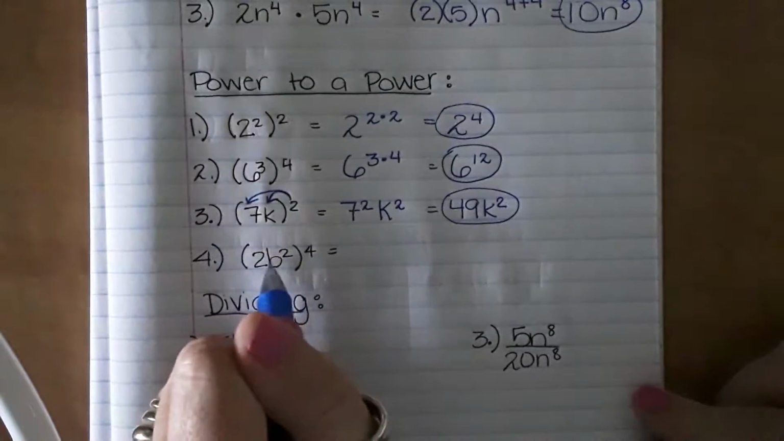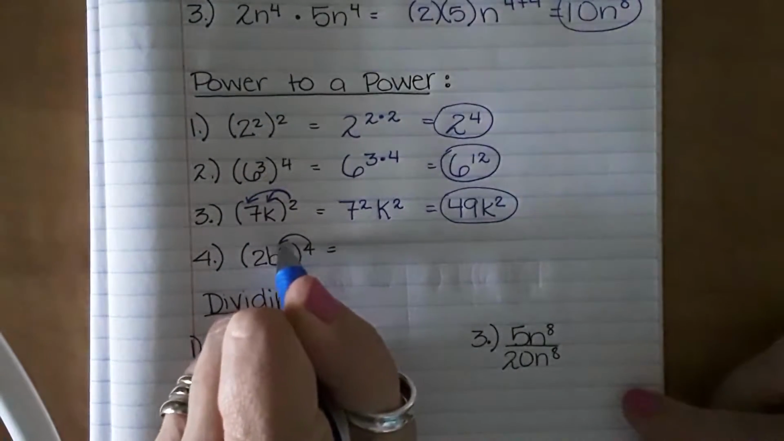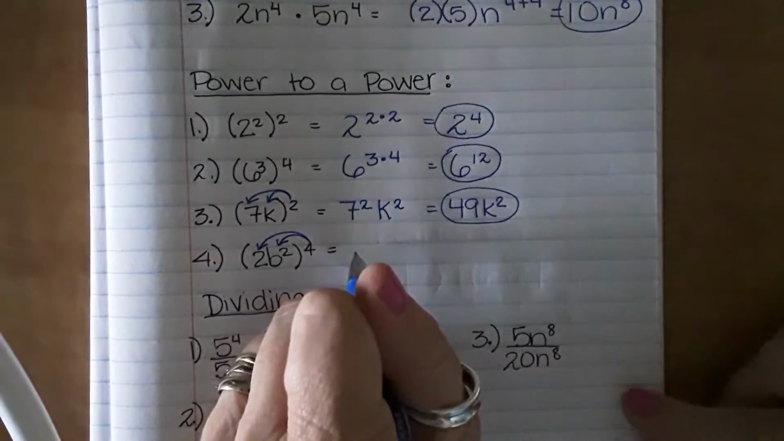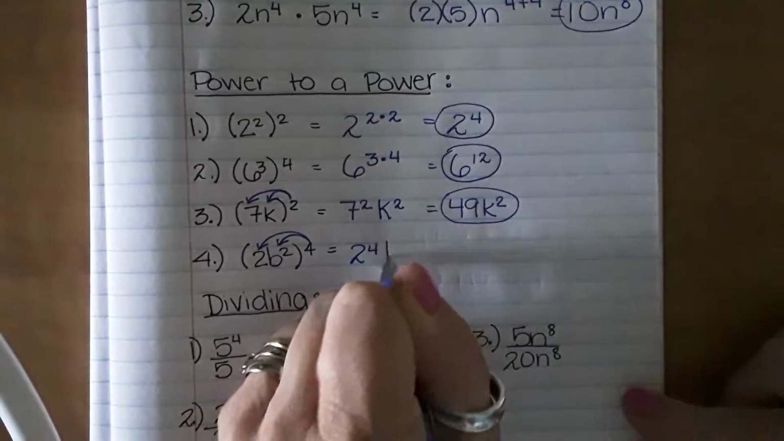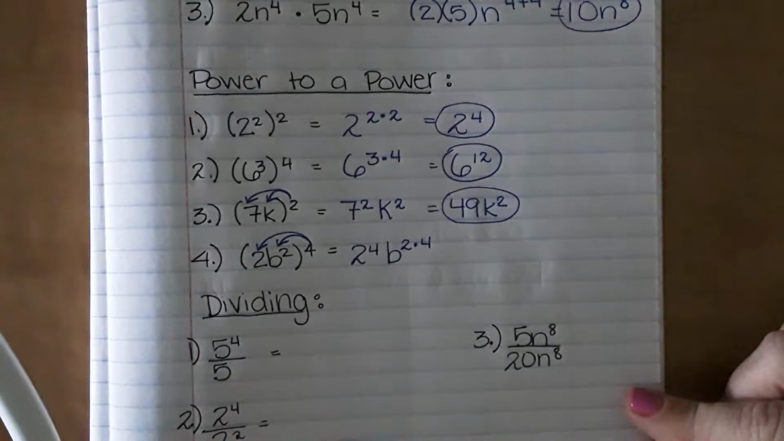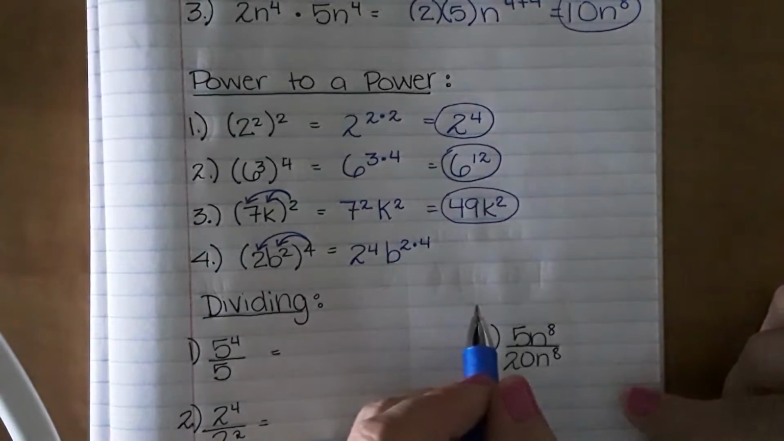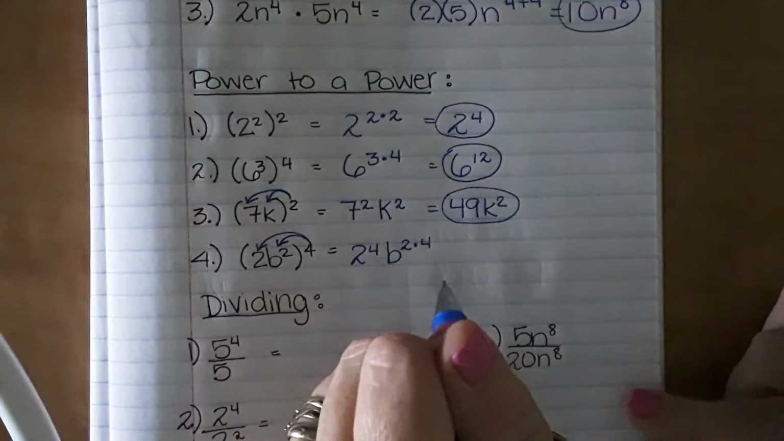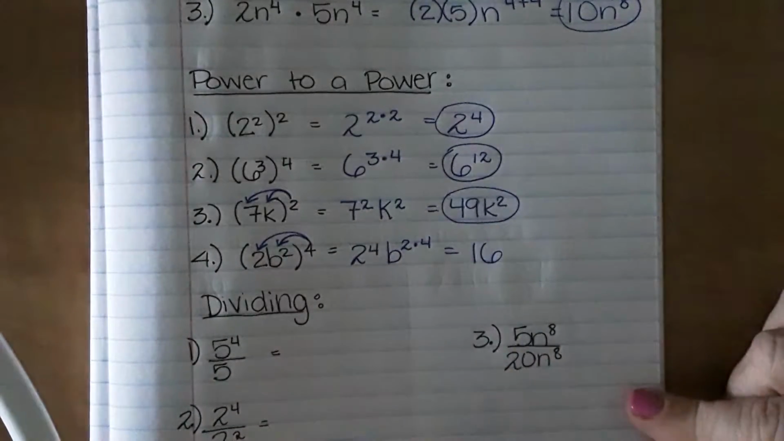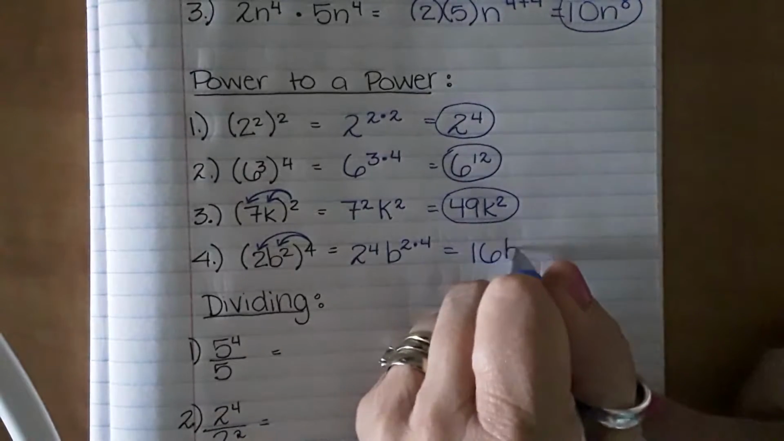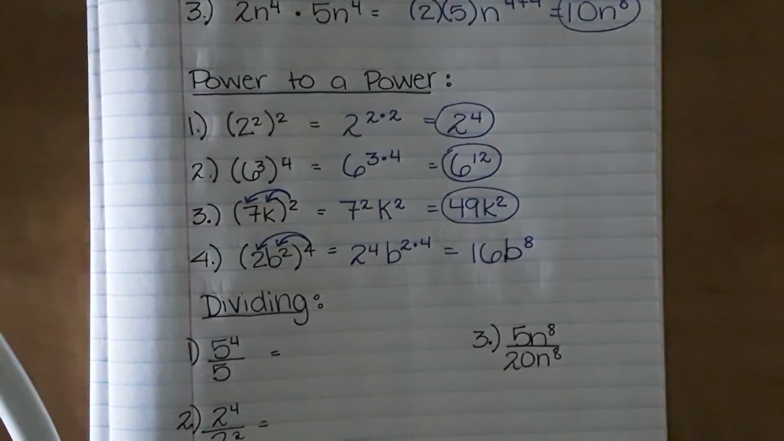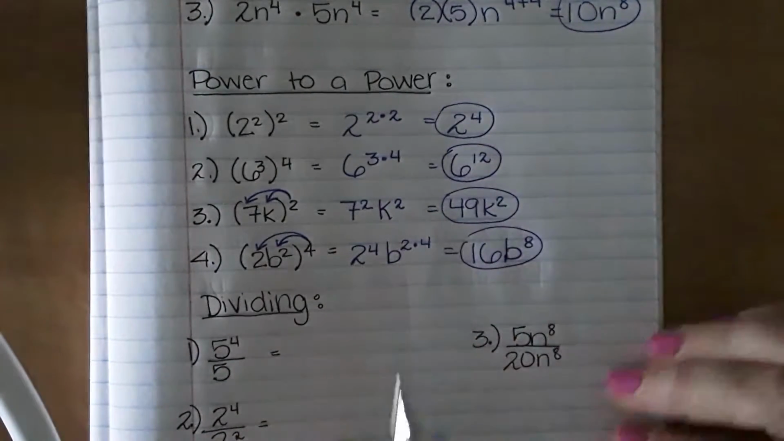My last one here, I have 2b squared, and then I have the 4th power on the outside. Distribute that 4th power to both components on the inside of the parentheses. I'm going to say 2 to the 4th, and then b, 2 times 4. 2 to the 4th is 2 times 2 times 2 times 2. 2 times 2 is 4. 4 times 2 is 8. 8 times 2, yes, 16. And then we're going to say b, and then 2 times 4 is 8. So it's 16b to the 8th power.